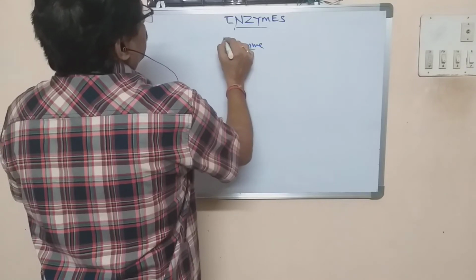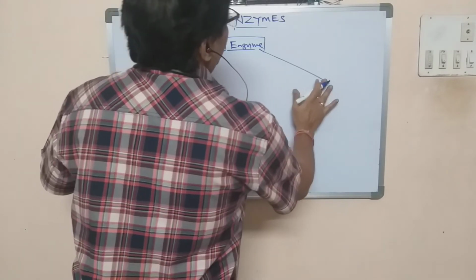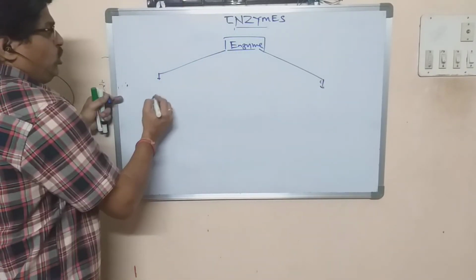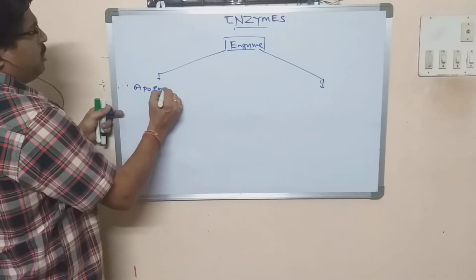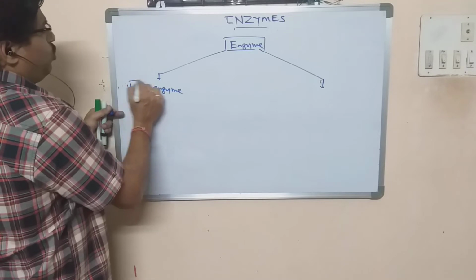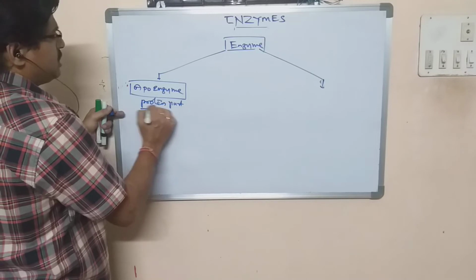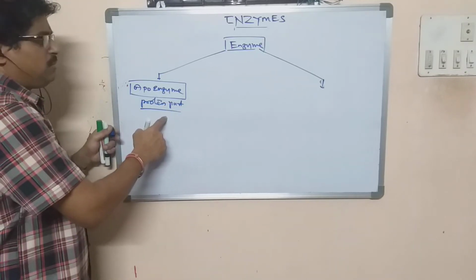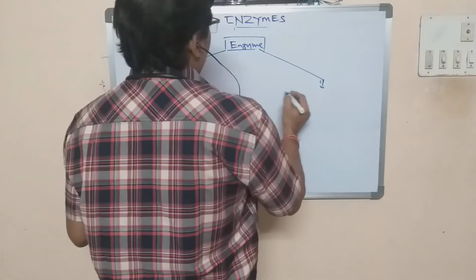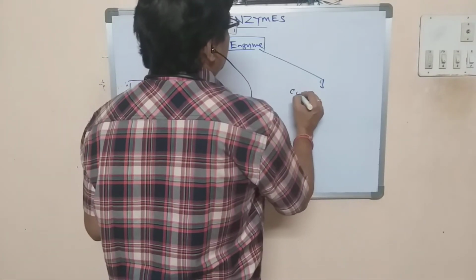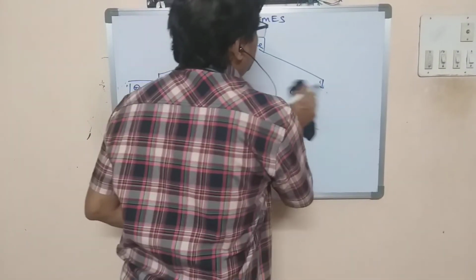The enzyme generally consists of two structures. One is the protein part, which is called the apoenzyme, meaning only protein is present. This protein part, the apoenzyme, can act as a catalyst. But in the other case, a non-protein part is present. Sorry, they are called the cofactor in this case.